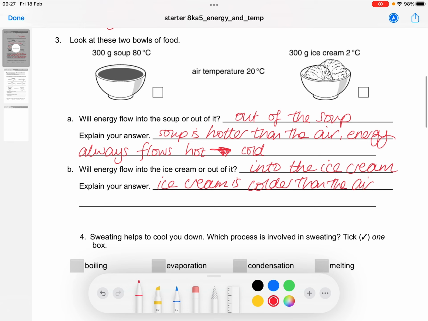Right, and our final question was, sweating helps you to cool down. Which process is involved in sweating? Tick one box. It is evaporation. If you remember, we did a lesson on that a couple of weeks ago, so if you can't remember much about that, go back and have a look at your lesson from then. So that was the answer to that worksheet.